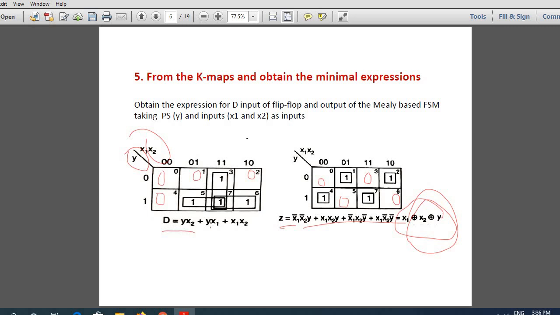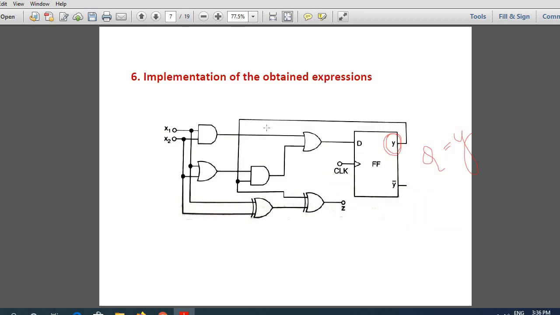Now, how are you going to draw the circuit? D is equal to y x2 plus y x1 plus x1 x2. So, if you take y common, it is y into x1 plus x2, plus x1 x2. Look here. y is coming into x1, x2. You're providing to an OR gate to get x1 plus x2 into y. So y into x1 plus x2 you got here, plus x1 into x2 from this AND gate. You're going to D. So this is how you form D. Similarly, you can form Z also. x1 you took, x2 you took, to an XOR you get x1 XOR x2. And y is coming from here to another XOR. You can only provide two inputs to an XOR, right? So this output plus this y is x1 XOR x2 XOR y. That is your Z. So this is how you can implement your circuit.